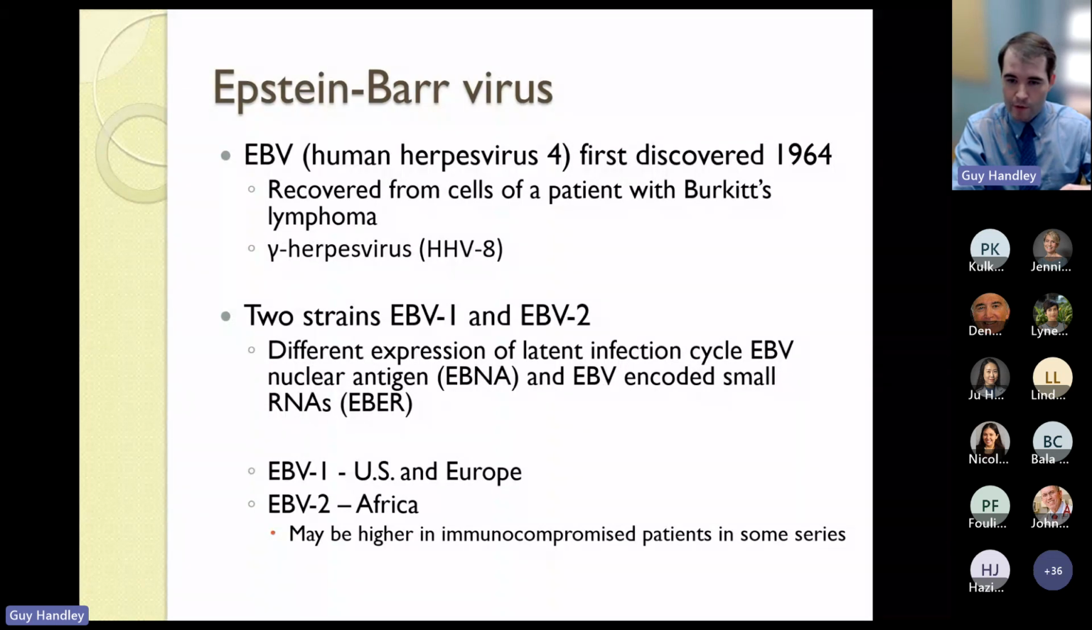There are 2 strains, but 1 species, EBV1 and EBV2. It's really just based off of different expression of latent cycle antigens and encoded small RNAs. EBV1 predominates in the United States and Europe, and EBV2 is more commonly seen in Africa. But even in the United States in immunocompromised patients, there is a higher proportion of EBV2. The significance of that isn't fully understood.